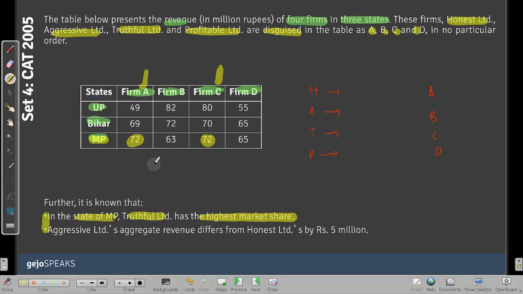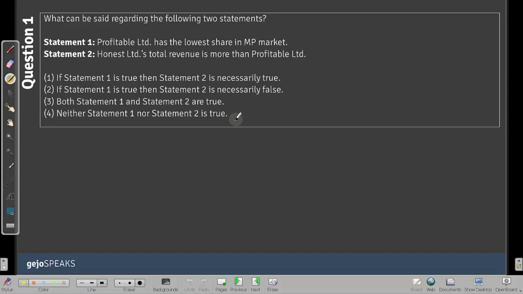And then you look at the questions. Executing these questions could be challenging because the question says, what can be said regarding the following 2 statements. Two statements are given, one regarding Profitable Limited and one regarding Honest Limited, and the options are: if statement 1 is true, then statement 2 is necessarily true; if statement 1 is true, then statement 2 is necessarily false; both statements 1 and 2 are true; and neither statement 1 nor 2 is true. So now you are looking at the relationship between these 2 statements. What happens if one of the statements is true, or what happens if one is false? So executing here may be a bit tricky.